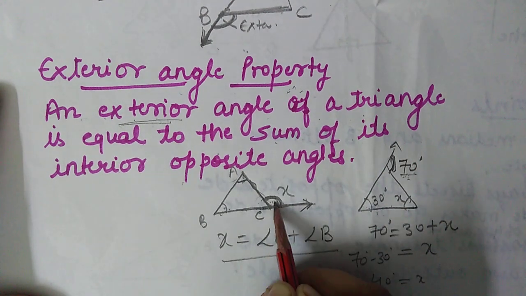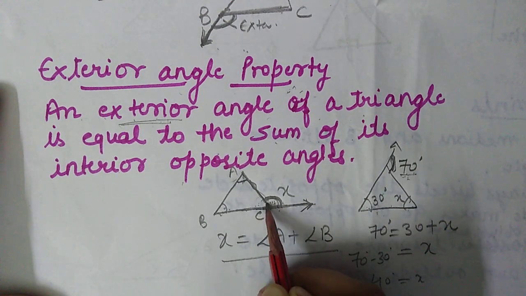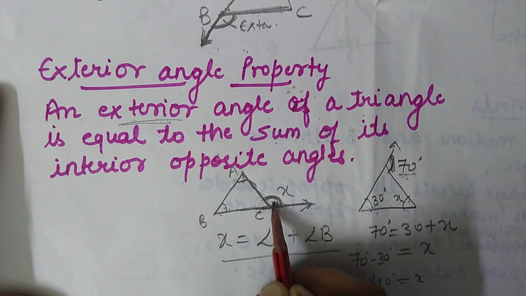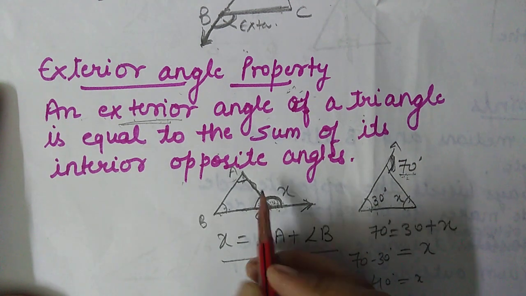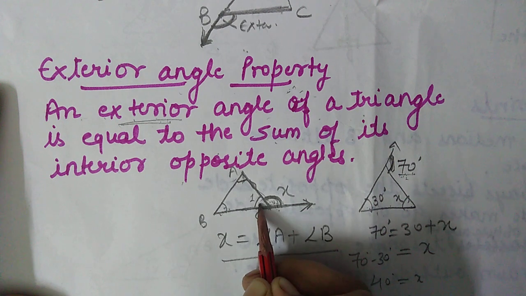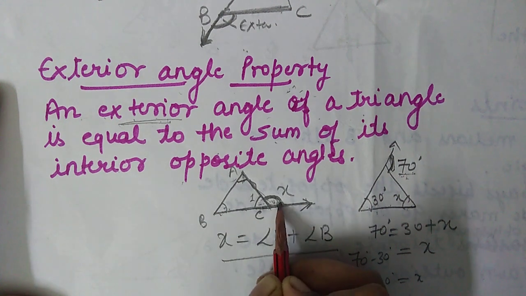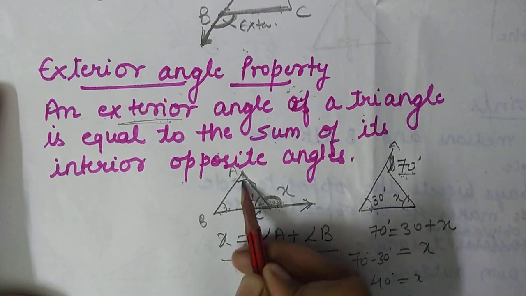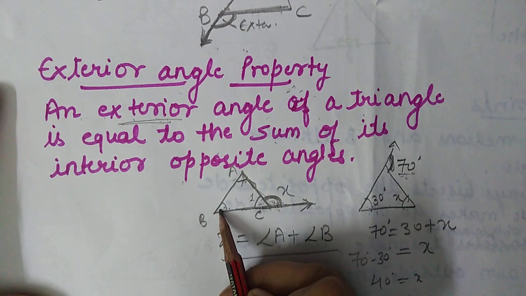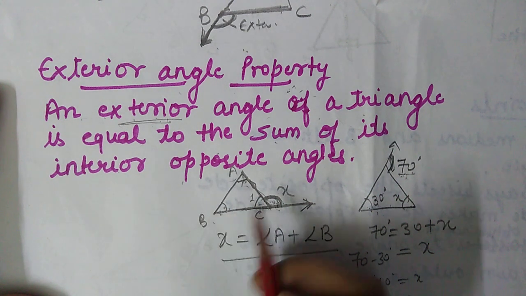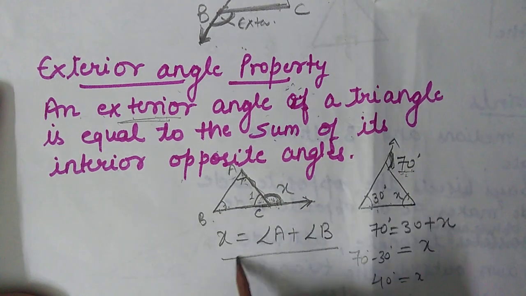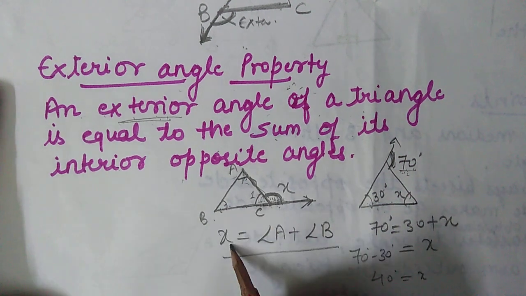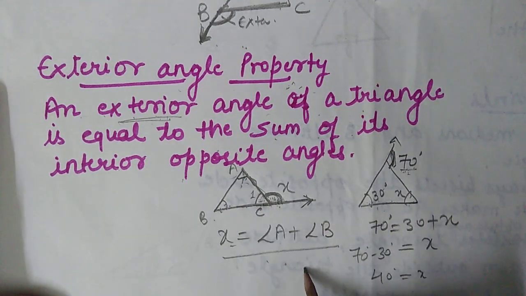So this is its adjacent angle. This angle, if I am naming it as 1, is known as adjacent angle, that is adjacent to x, and these are 2, angle A and B, these are 2 opposite interior angles. So exterior angle property says that this exterior angle x is equal to angle A plus angle B.